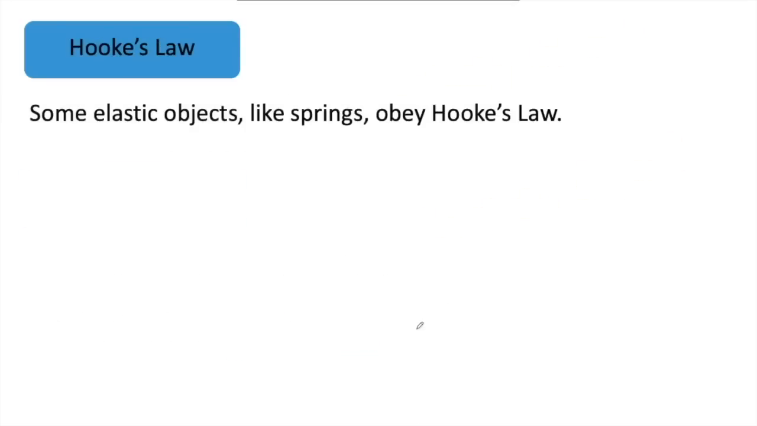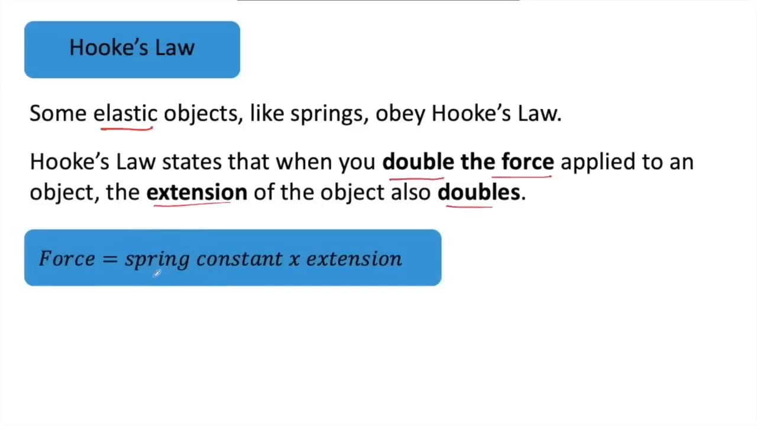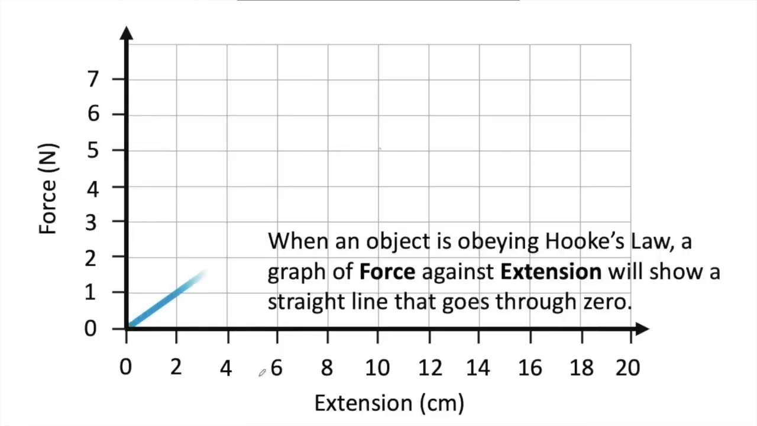Hooke's law: some elastic objects, like springs, obey Hooke's law. Hooke's law states that when you double the force applied to an object, the extension of the object also doubles. There's an equation that comes into play here, which is force equals spring constant times extension. Force is measured in newtons, spring constant in newtons per metre, and extension in metres. So force is directly proportional to extension in elastic objects. If we were to plot force against extension, this time I've got it in centimetres, but you could also have converted it to metres.